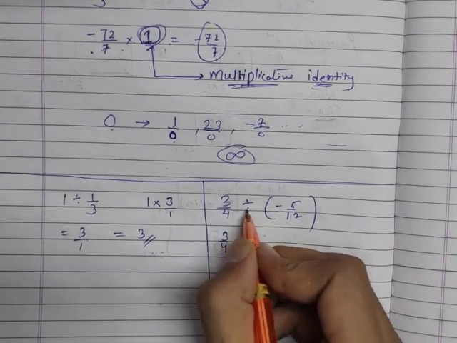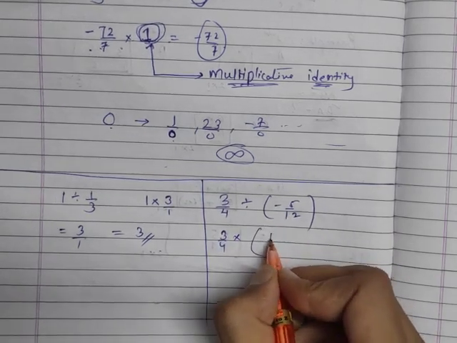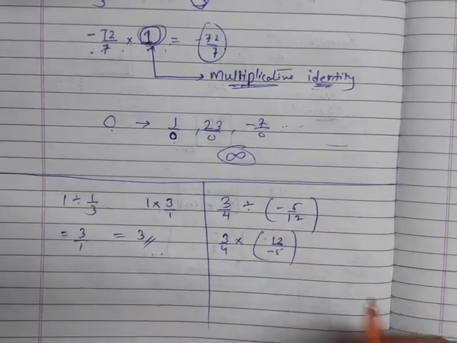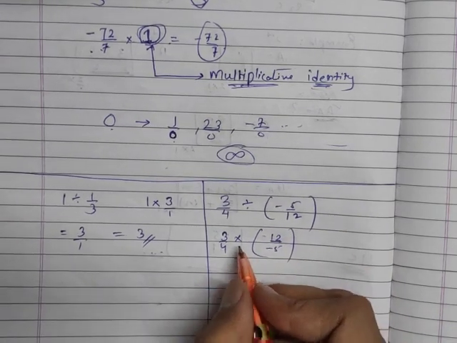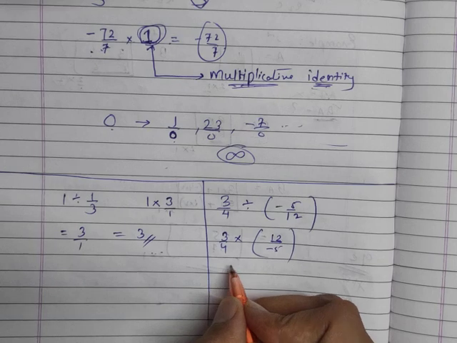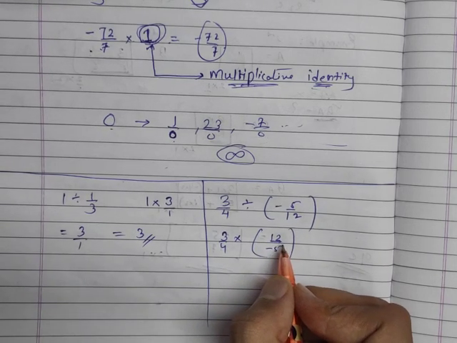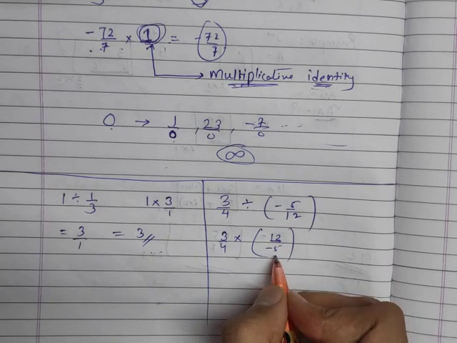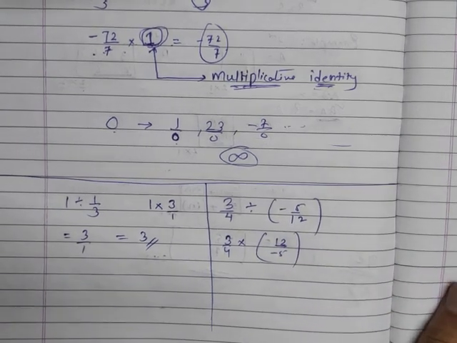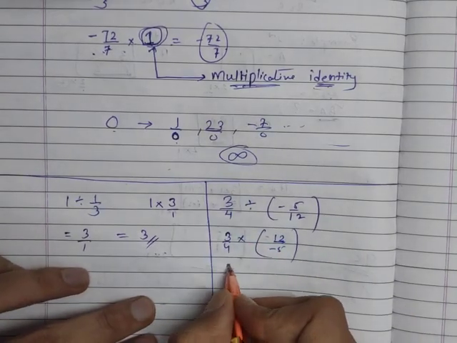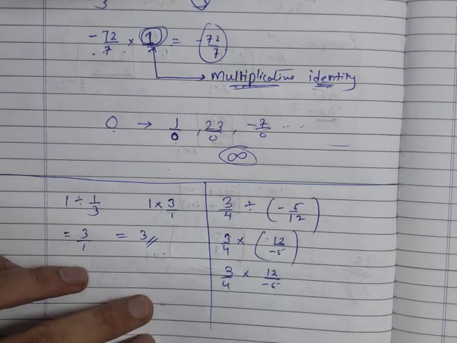3 upon 4, convert this into multiplication. Reciprocal, 12 upon minus 5. Am I right? Now, next thing. This bracket needs to be opened first, so we have to solve it. But do 12 and 5 have any common table to cancel, to solve? No. So, no problem, I'll keep it as it is. That means it becomes 3 by 4 multiplied by 12 upon minus 5.